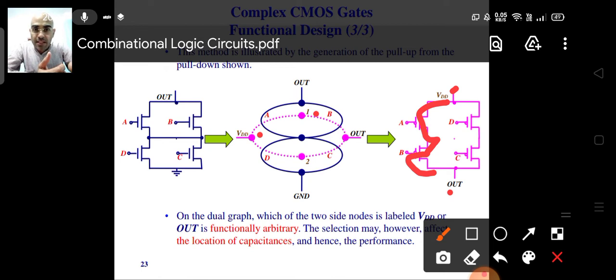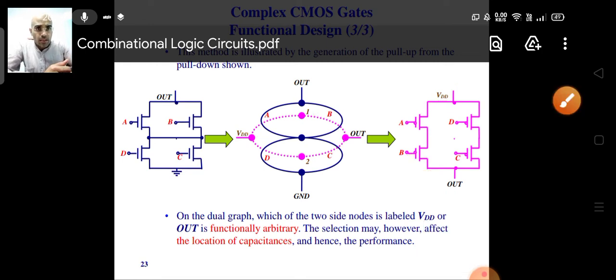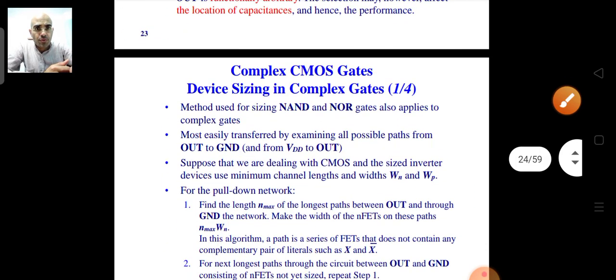So A and B are in series and C and D are also in series, whereas these two series combinations, the series combination of A and B and the series combination of C and D, are in parallel with each other. Okay, so this is what you have to do, and then it is connected to the output terminal and the VDD. So this is how we make the graph of the pull up network and the pull down network. Okay. Now moving on to the other thing.